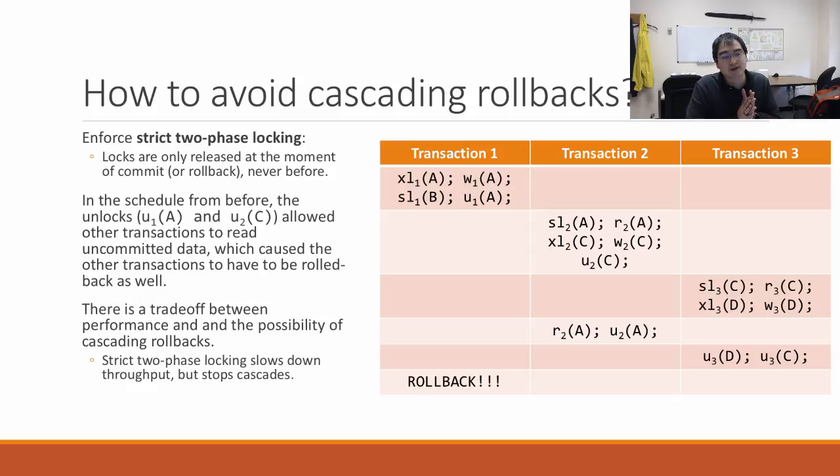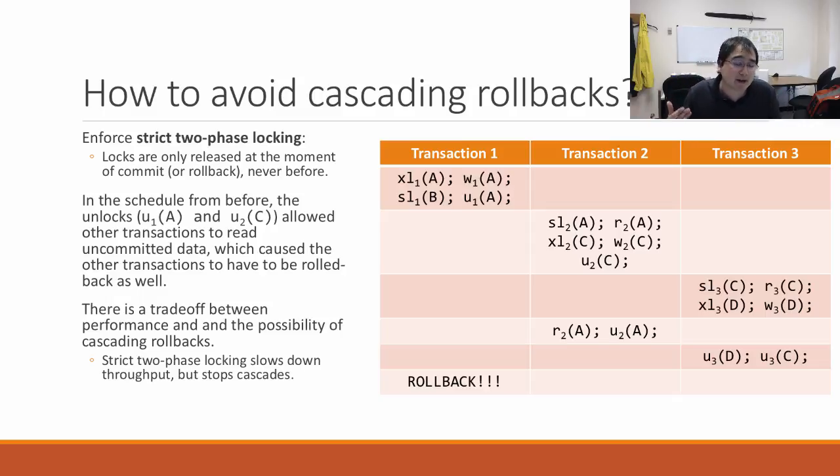Strict two-phase locking, this needing to release your locks at the moment of commit and never before, slows down throughput. It means transactions aren't able to overlap with each other as much, but it means that you don't get these cascades. So which one do you care about? It's really up to you. In this class, we'll be basically only doing strict two-phase locking because it makes your life a whole lot easier.